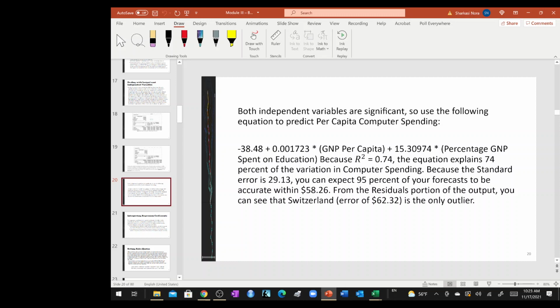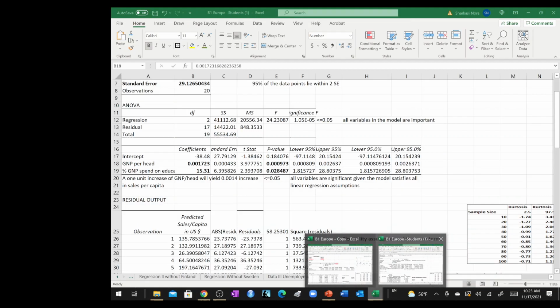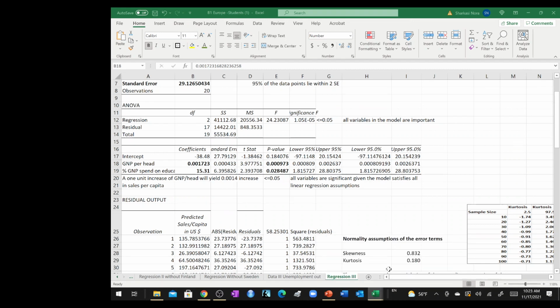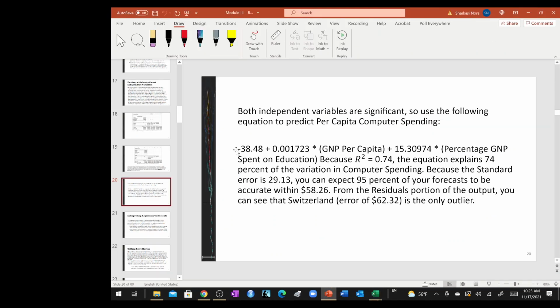So basically the linear model is as follows. If I ask you, what is your linear model? Your linear model is minus 38.48 plus 0.001723 multiplied by GNP per head plus 15.31 multiplied by the percentages. So this is your linear model right there.